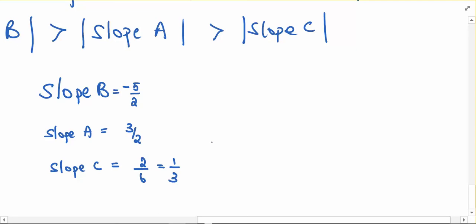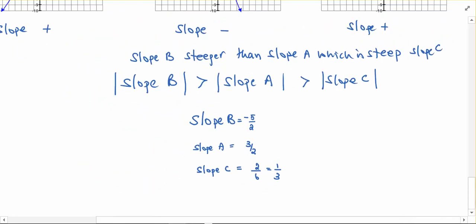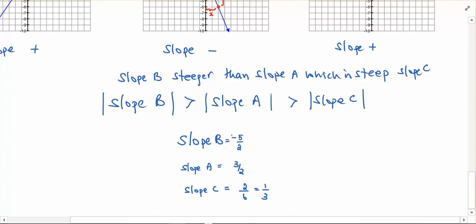And that is sort of what we expected, right? We knew slope B was going to be negative. We expected the slope value to be the biggest of them all, and 5 divided by 2 is 2.5, so this is the number, negative 2.5, and this is just 1.5, so we estimated that. And then 1/3, that was slope C, was the least, and we knew it was going to be positive.